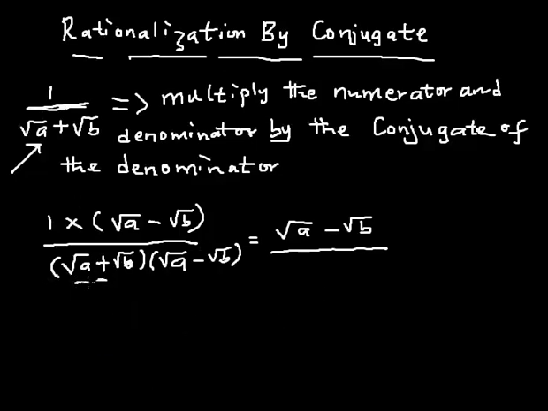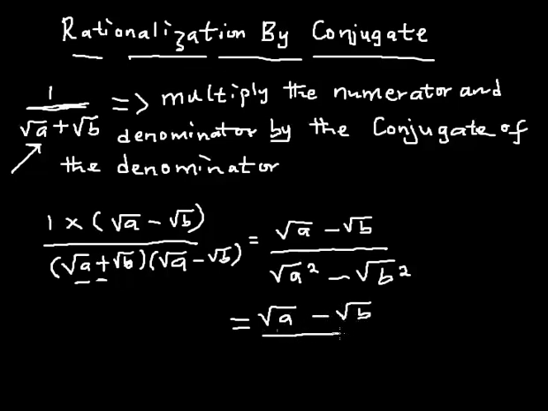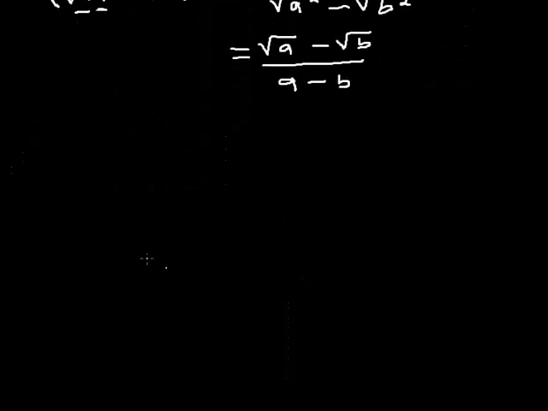So that's going to be the square root of a squared minus the square root of b squared. Of course, you know squaring cancels the square root. So we have root a minus root b divided by a, since the square root of a squared is a, then minus b. So now let's go by example.